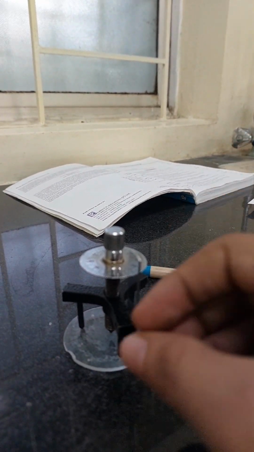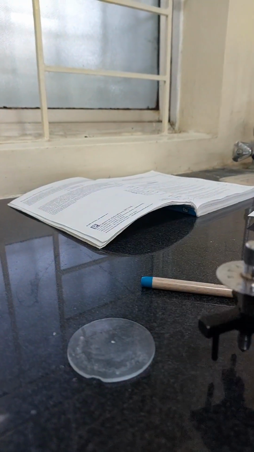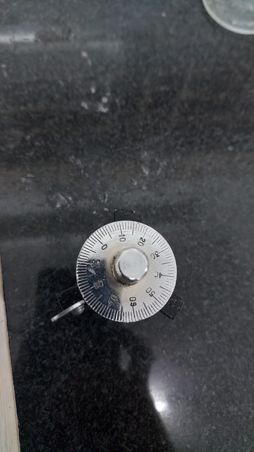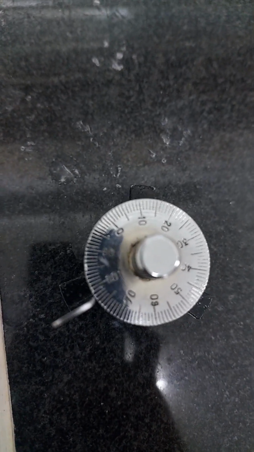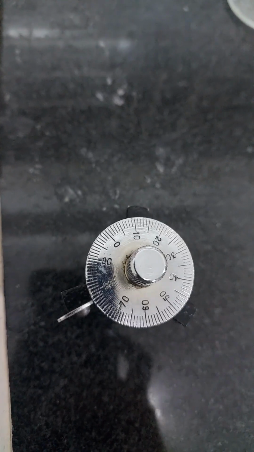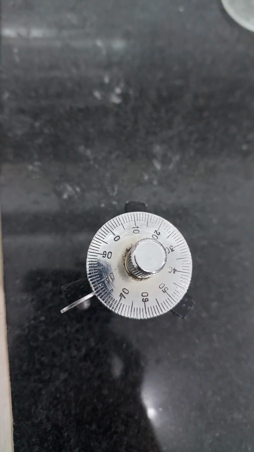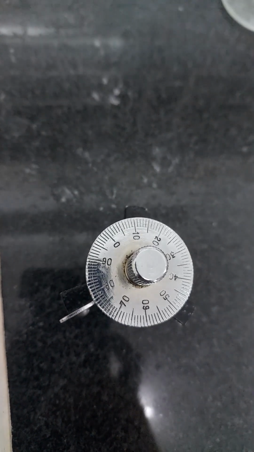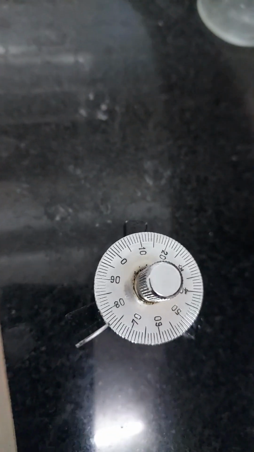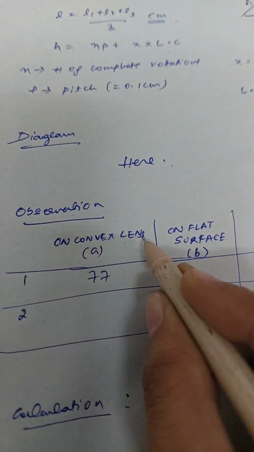When the spherometer gives a jerk or rotates, you have to stop, and then carefully keep it on the flat surface. You can see now the circular division which is coinciding with the vertical scale. It is around 76, 77. It's between 77 and 78. You take the lower value, that is 77. So the 77th division on the circular scale is coinciding with the vertical scale. That is my value a, 77, because I kept it on the convex lens.